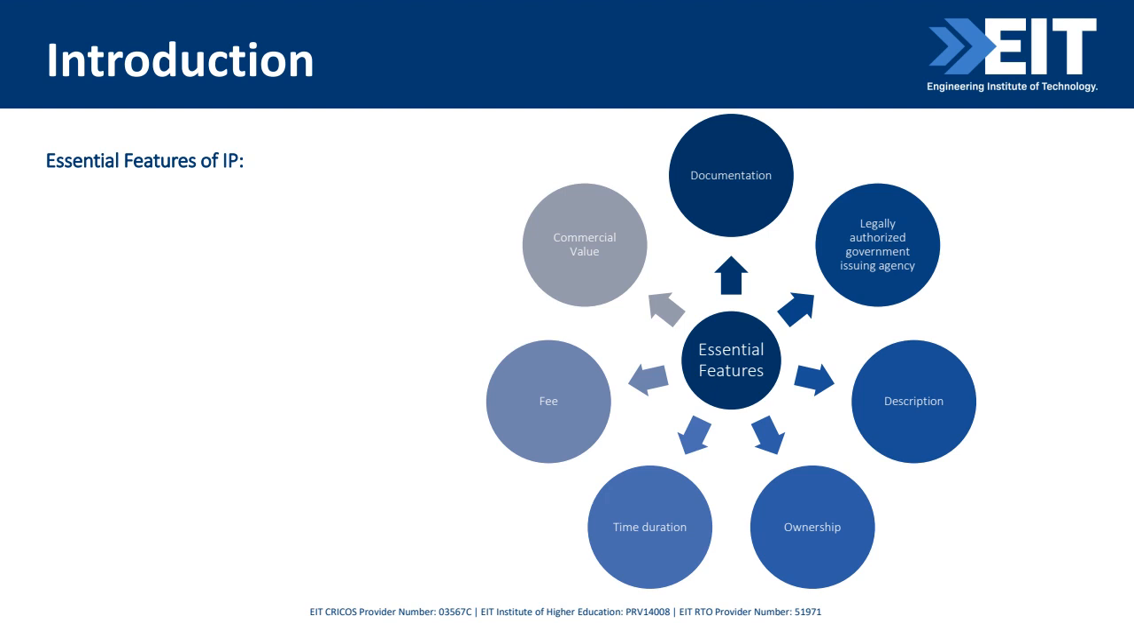Then comes description. So this ties back with our first part, which is documentation. Description is always provided under documentation. The documentation will also list the ownership. Who is the rightful owner of that particular intellectual property? It will also mention the time duration. For how long is that sort of legal protection valid? How long will it last?